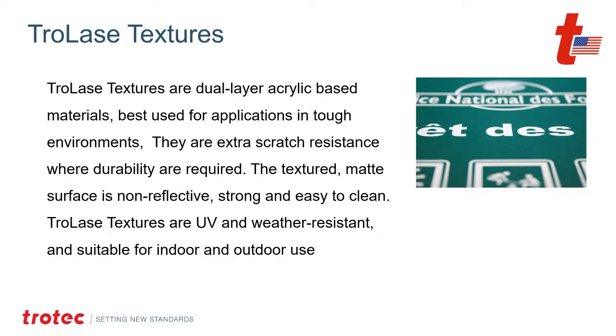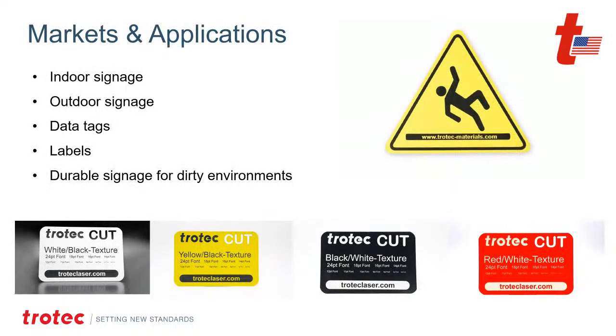This is a textured matte surface, non-reflective, strong, easy to clean plastic that is UV stable, weather resistant, suitable for indoor and outdoor use. And so it's basically a super strong signage material traditionally used in your manufacturing, signage, harsh environments. And that's why it is advantageous for this type of seminar. And so it is commonly used more for your signage because it is produced in multiple contrasts: indoor, outdoor, data tags, labels, basically any durable signage for dirty environments.